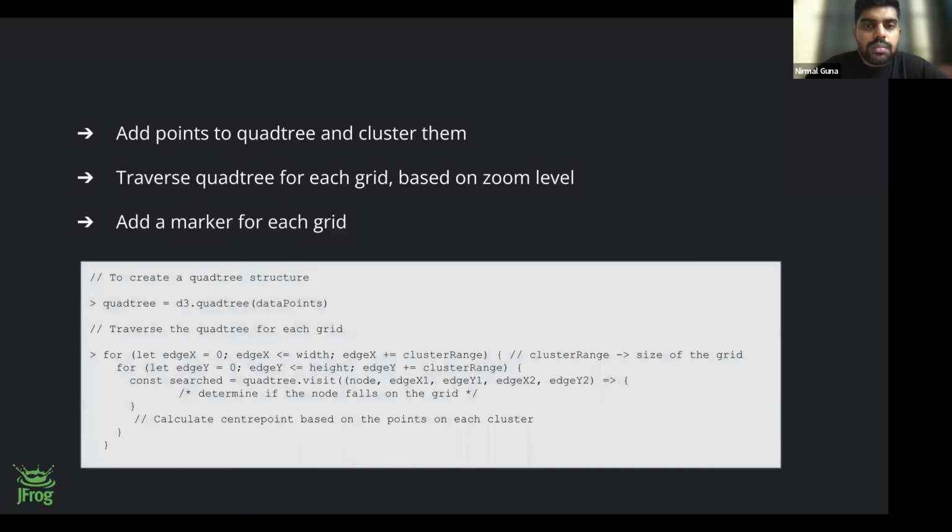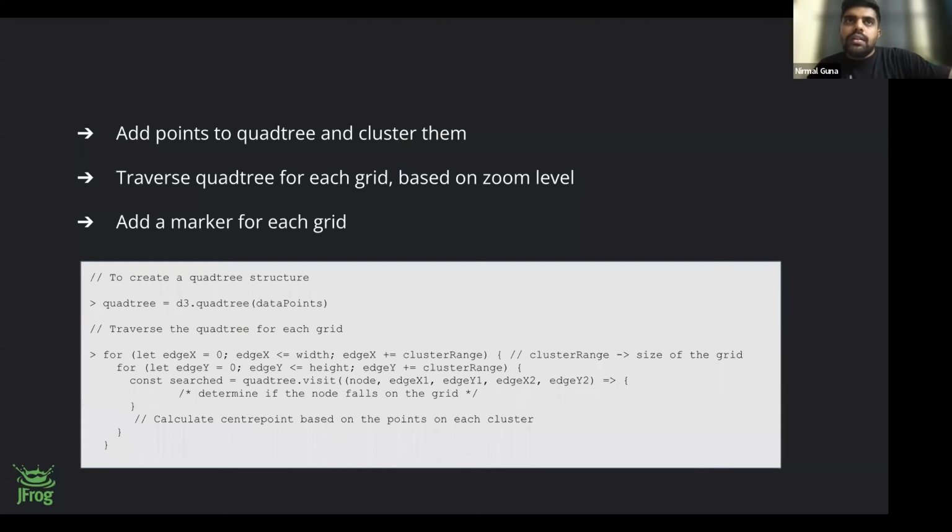That is D3's Quadtree API. You are just passing the data points, and the cluster range is defined by you. Based on your zoom level, you have to calculate the side of the square, so how big your square needs to be. The bigger the square, the more the grouping will be. The smaller the square, the less the grouping will be, because if the square is big, a lot of things are grouped together, and vice versa. You can decide this based on the requirement.